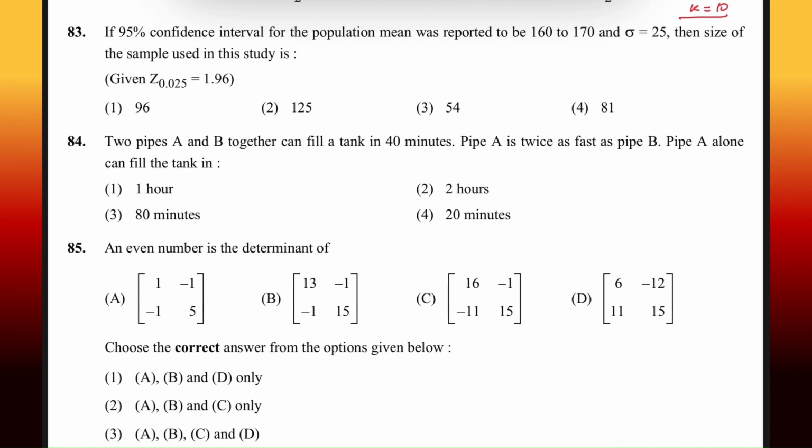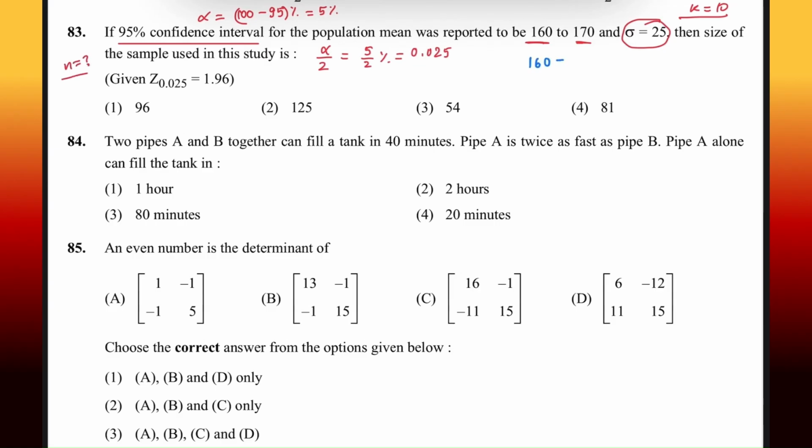Next, moving on to question number 83. If 95% confidence interval, okay, so what is the value of alpha? Alpha is 100 minus 95%, which is 5%, and the interval was reported to be 160 and 170. So you have the upper limit and the lower limit, then you need to calculate alpha by 2, which is 5 by 2%, or 0.025, and then you have the standard deviation as 25. Then you need the size of the sample, so you need n here. So what is the formula for lower limit and upper limit?